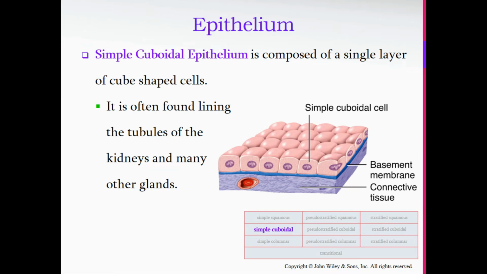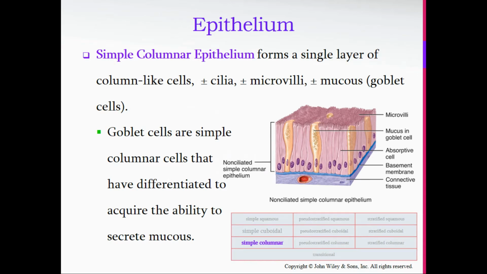Simple cuboidal, one layer of cube-shaped cells. We find them lining the tubules of the kidney and also in a lot of other glands. So the adrenal gland, the hypothalamus, and so forth, is where you will find areas of simple cuboidal epithelial tissue. Simple columnar epithelium forms a single layer of column-like cells, and the columnar are unique.